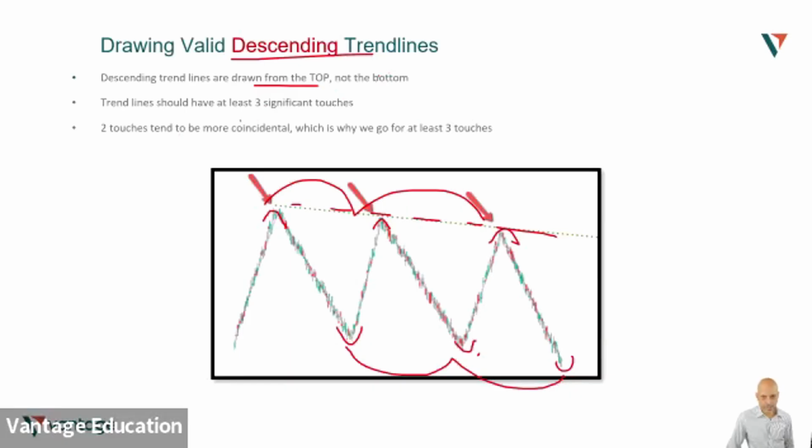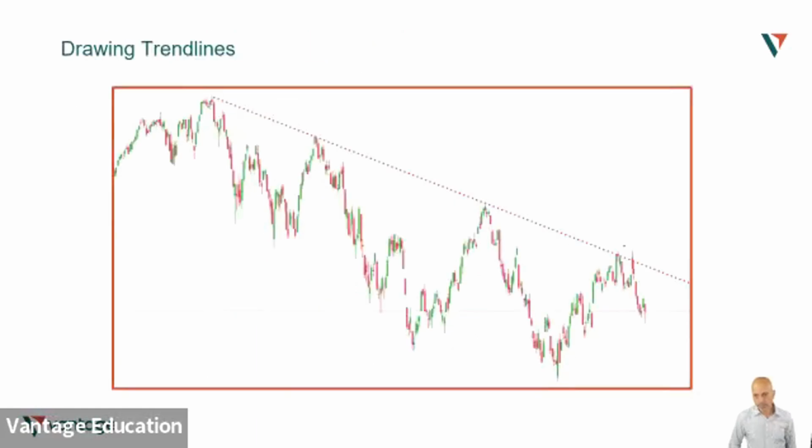Now, just like the ascending trend line, we want to see a trend line that has at least three significant touches. Two touches, once again, tends to be more coincidental, but once the third touch is made, that gives us a lot more conviction that the trend line, in this case the descending trend line, is indeed a pretty strong descending trend line, or pretty strong resistance line as well.